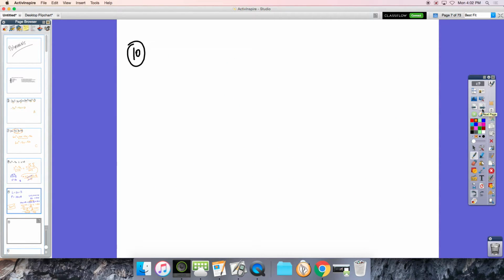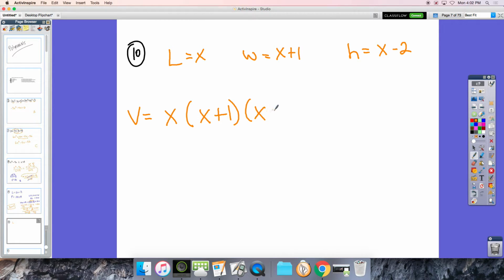Number 10 is another word problem. It says a small box has a length of x and a width of x plus 1 and a height of x minus 2. What is the volume of the box? To find volume, we're going to multiply all of our numbers. So our length, our width, and our height. So I have x times x plus 1 times x minus 2.